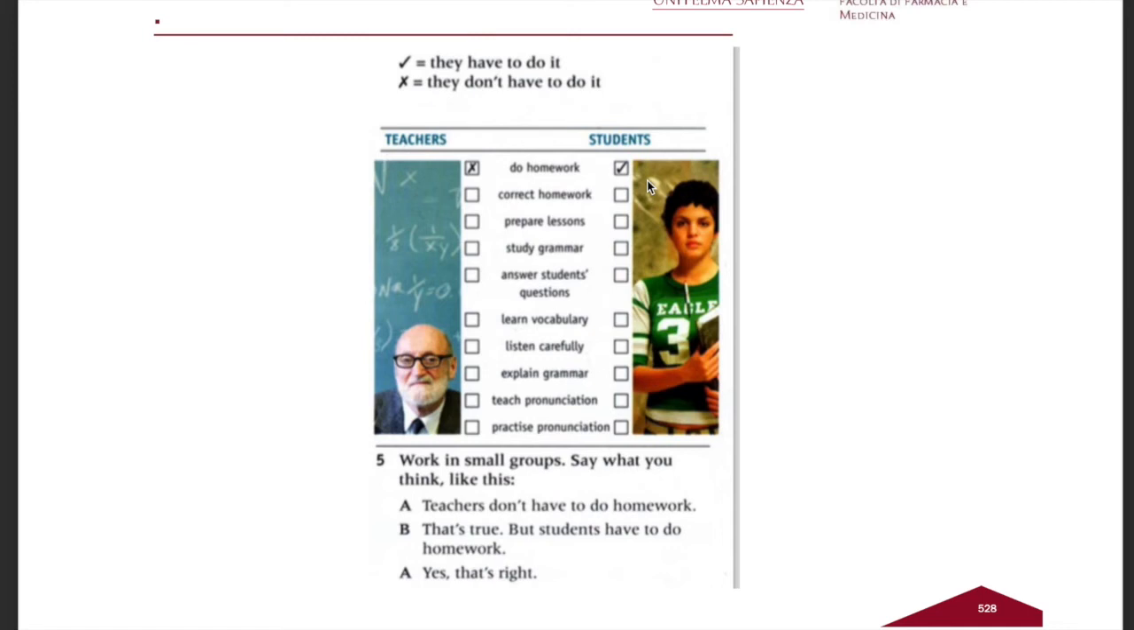If you're using the trick from before, you can say teachers don't have the obligation to do homework and students do have the obligation to do homework, and then the grammar suddenly makes maybe more sense, maybe.